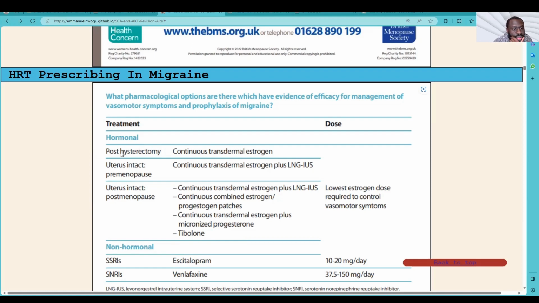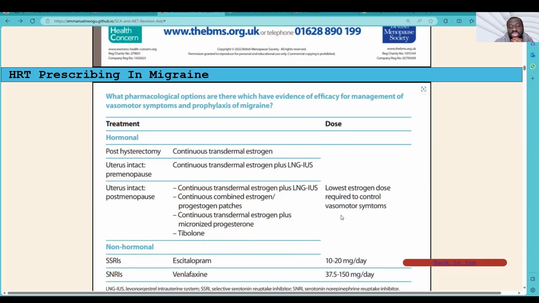So hormonal: post-hysterectomy, continuous transdermal estrogen. If the uterus is intact and the patient is premenopausal, then continuous transdermal estrogen plus levonorgestrel IUS, which is the Mirena coil. If the uterus is intact and the patient is postmenopausal, continuous transdermal estrogen plus levonorgestrel IUS, or continuous combined estrogen progesterone patches, or continuous transdermal patch plus micronized progesterone, or tibolone. So tibolone alone can be used as HRT.